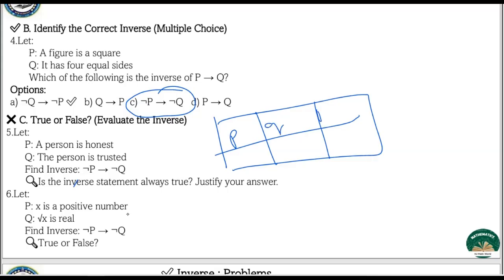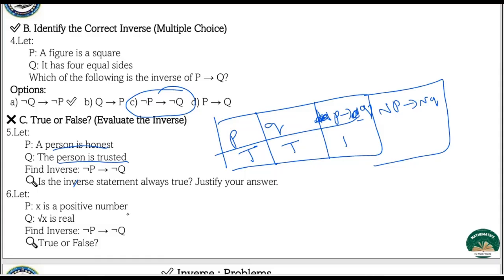P, Q, P implies Q, negation P implies negation Q. So P is: the person is honest. If you take true, the person is trusted. It is true. For implication, T and T gives T. We will write P implies Q, and then negation P implies negation Q. If both are T, the answer will be T. Then what will be the negation of it? It will be false.